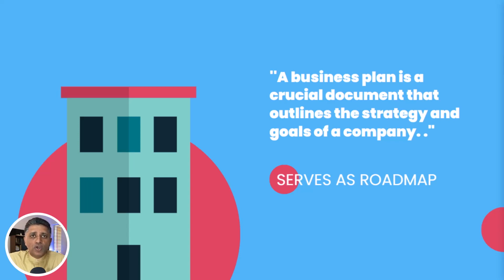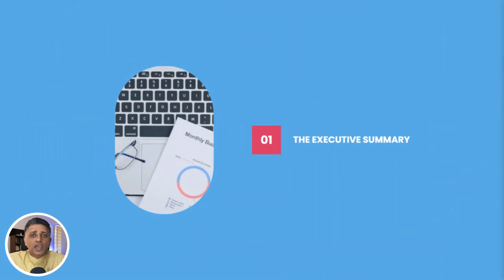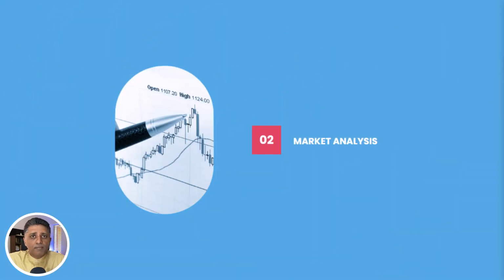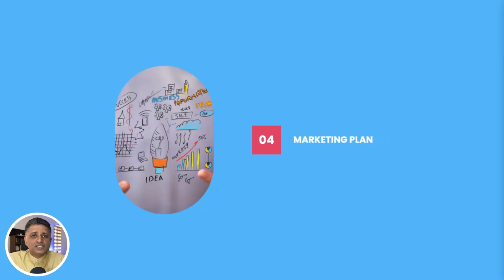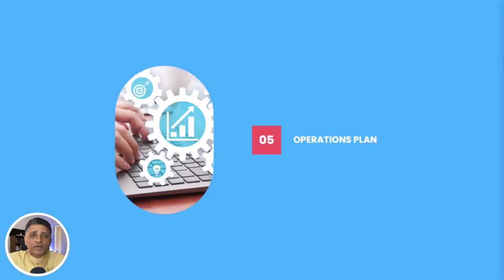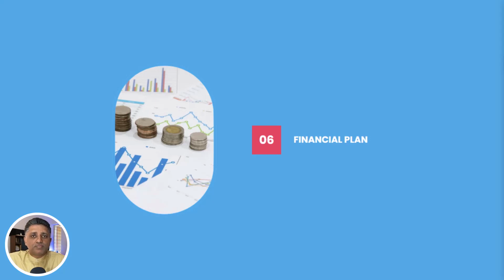The key components of a business plan include an executive summary, a market analysis, a competitive analysis, a sales and marketing plan, an operational plan, and a financial plan.